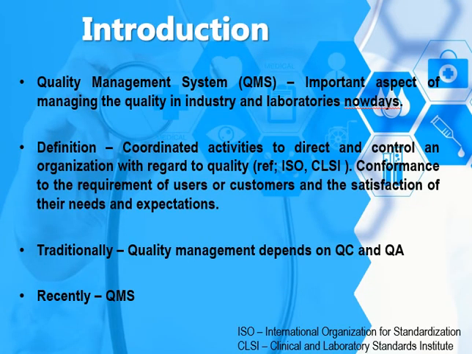So as an introduction, the quality management system is an important aspect of managing quality in industry and laboratories nowadays. The definition: it is coordinated activities to direct and control an organization with regard to quality, conformance to the requirements of users or customers, and satisfaction of their needs and expectations. So traditionally, quality management depends on QC and QA, quality assurance. But nowadays we use the quality management system.